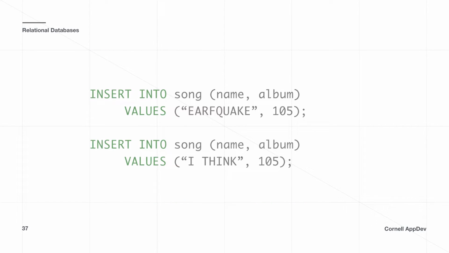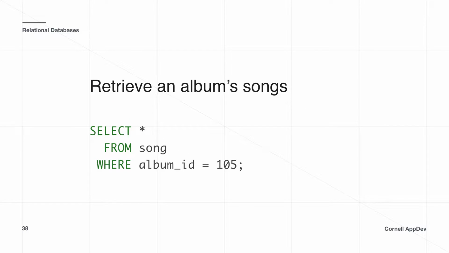All right, the final relationship we're going to talk about, and here's another example of inserting, is, and you can retrieve an album song simply with something like this. So we want to select all the values from the song table where an album equals a particular ID value. So in this case, 105 was Igor from the album table. So this is how we get all the songs for an album.